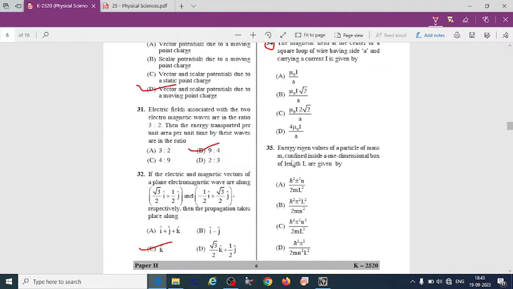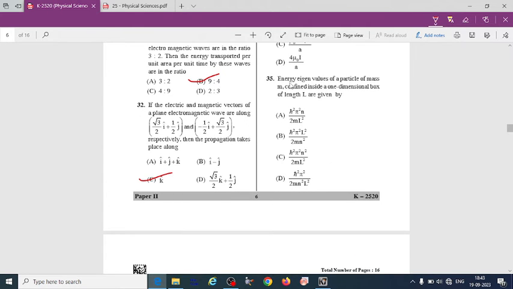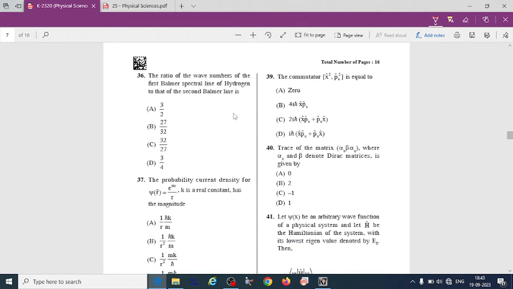Energy eigenvalues of a particle of mass m confined inside a one-dimensional box of length L are given by... this is the general equation you see in quantum mechanics, so that is option C, h square pi square n square divided by 2m L square. The ratio of the wave number of the first Balmer spectral line of hydrogen to that of the second Balmer line: here also none of them is correct, you will get the grace mark.